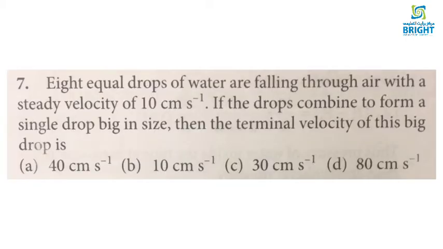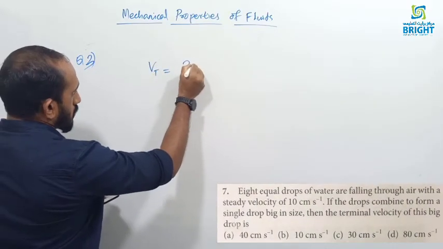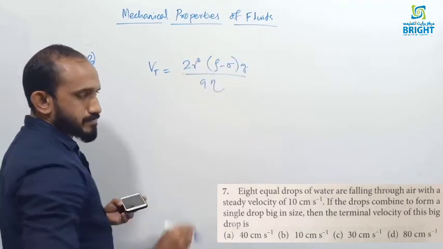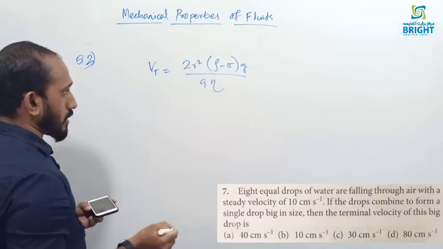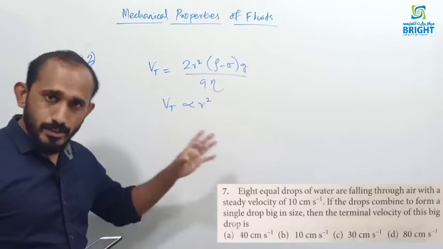Now another question is like this. 8 equal drops of water are falling through air with a steady velocity of 10 centimeter per second. If the drops combine to form a single big drop, then the terminal velocity of this big drop is. So the terminal velocity equation, you know, Vt is equal to 2r square into rho minus sigma into g divided by 9 eta. So Vt is proportional to r square, the square of the radius of the drop.